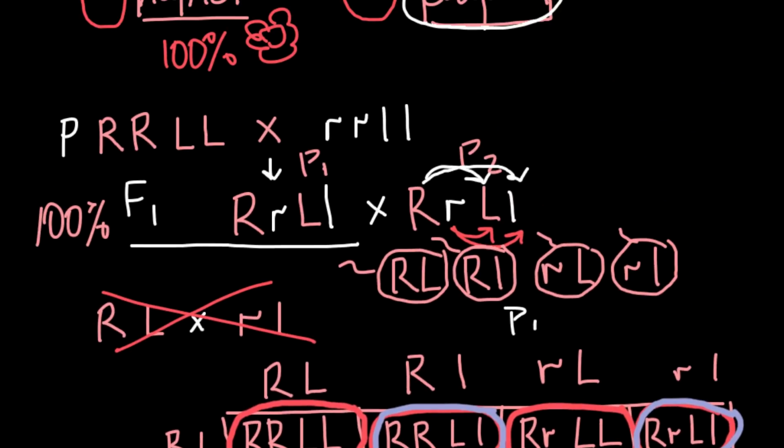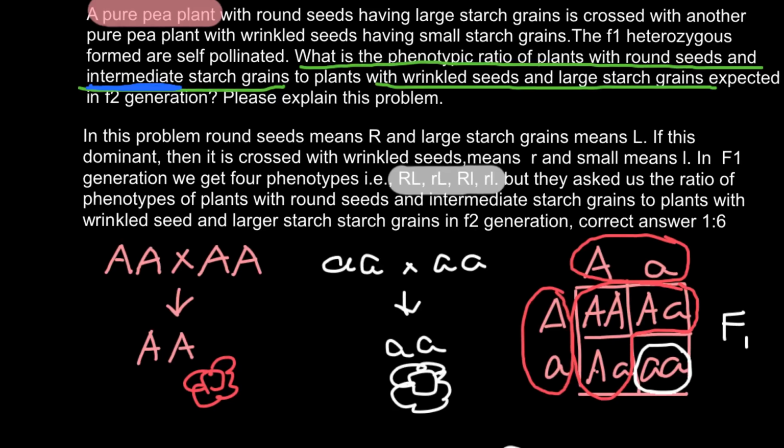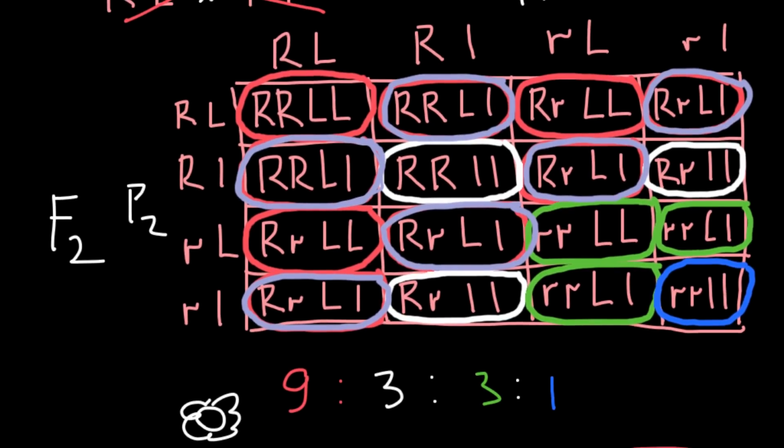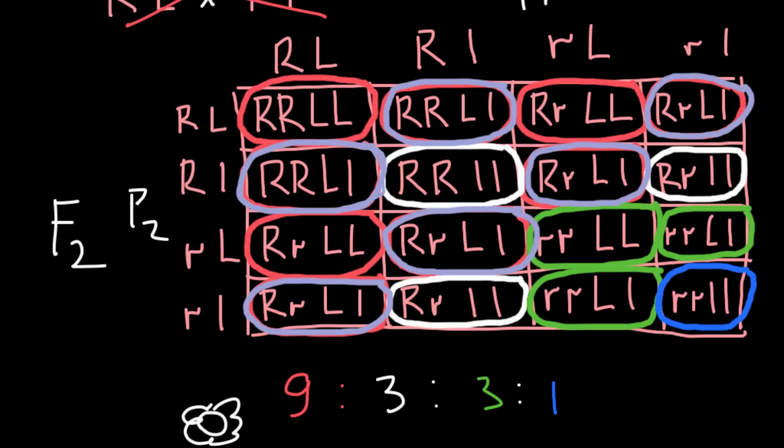Let's now return to our question one more time. So the question was, what is the phenotypic ratio of plants with round seeds and intermediate starch grains to plants with wrinkled seeds and large starch grains? So let's now count what is the ratio, and we have 1, 2, 3, 4, 5, 6. So we have a new ratio: 6 plants with round seeds and intermediate starch grains.